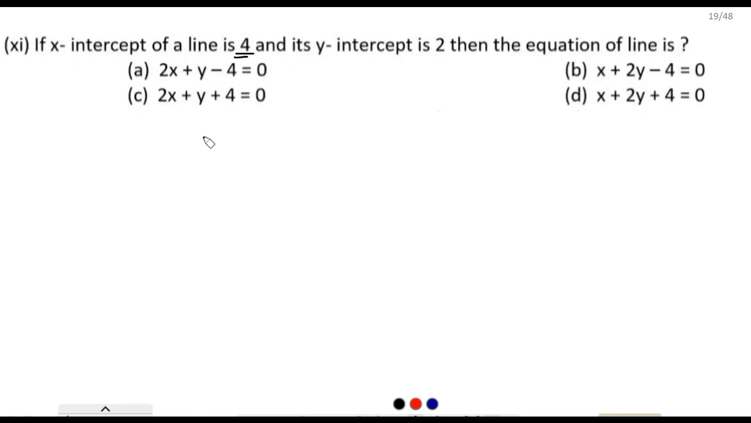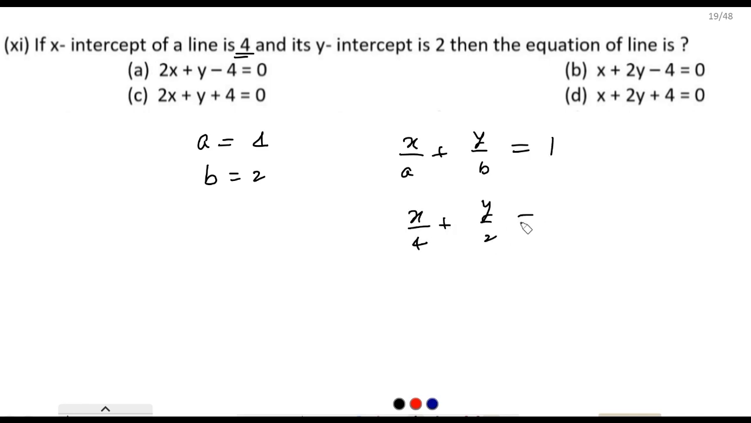X-intercept is 4, so the value of a is 4, and y-intercept is 2. The equation of the line is x upon a plus y upon b is equal to 1. Intercept form gives x plus 2y minus 4 is equal to 0.